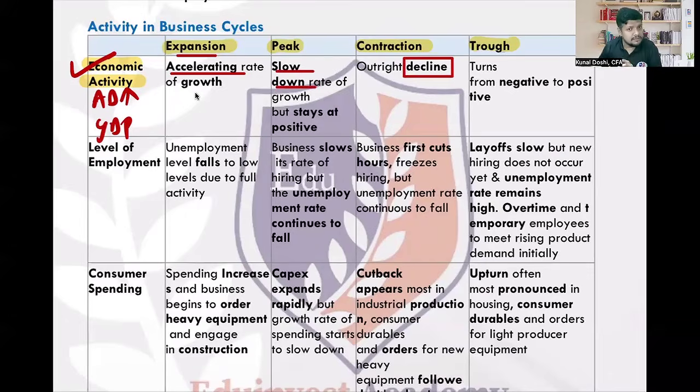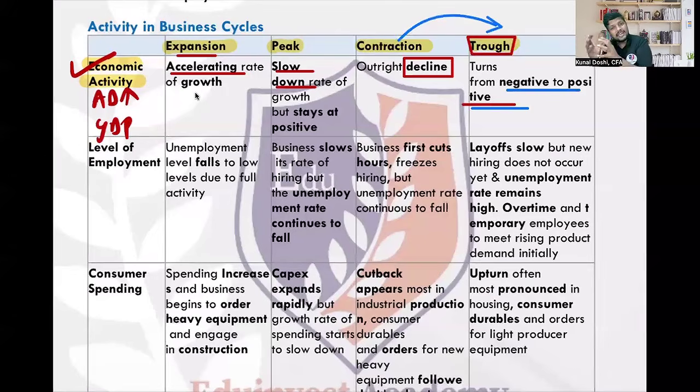And at the bottom, when do I say we've reached the bottom? We've reached the bottom when the growth rate of the economy turns from negative to positive. So when it turns from negative to positive, we can say that we've reached the bottom. Now the economy will recover from here back to expansion. It's already falling in contraction. It is negative till trough, where it recovers from negative to positive. That's where I will say I have reached the bottom.